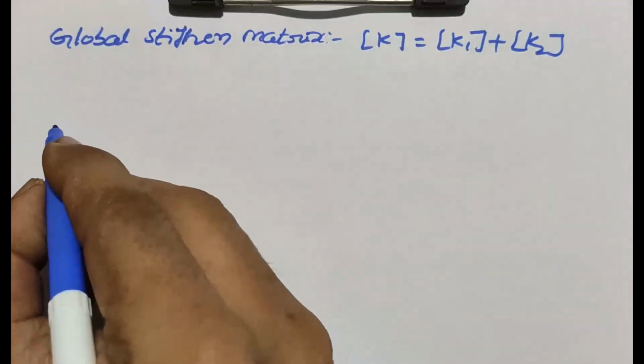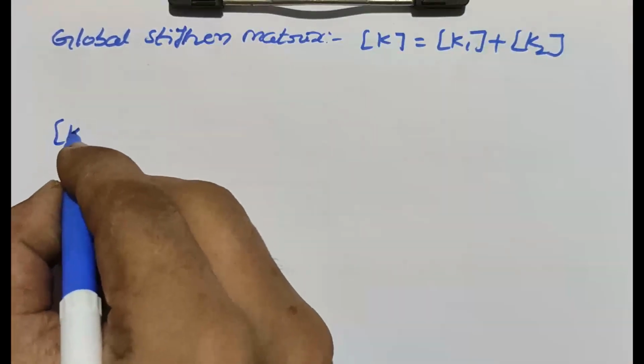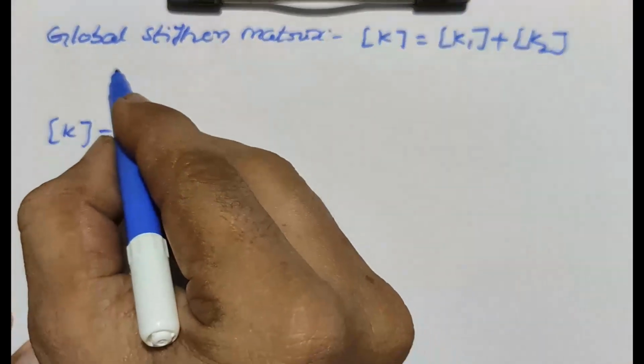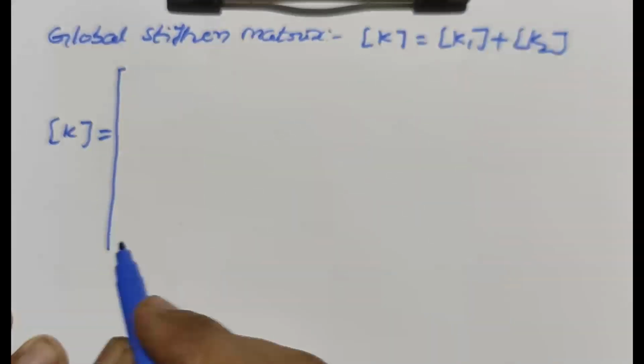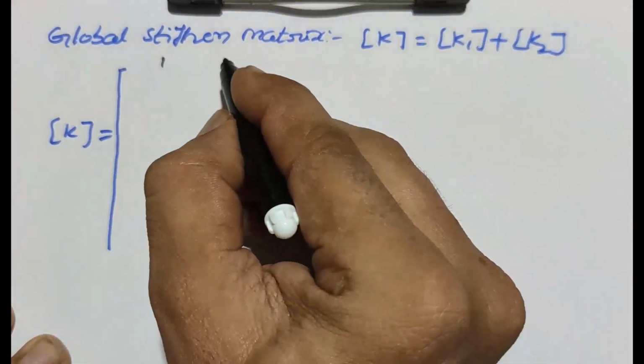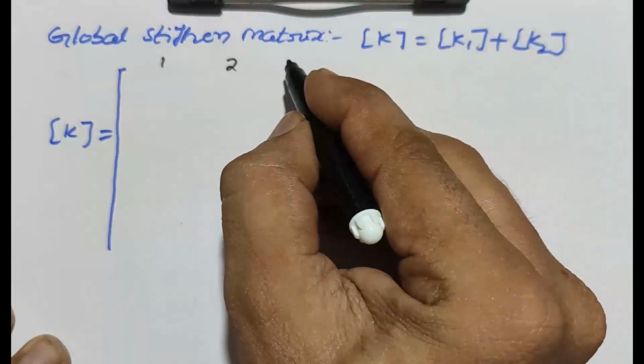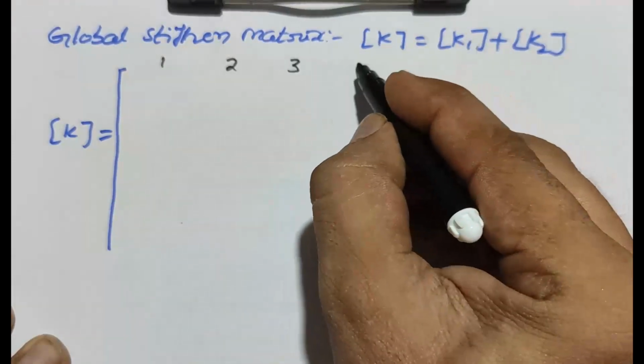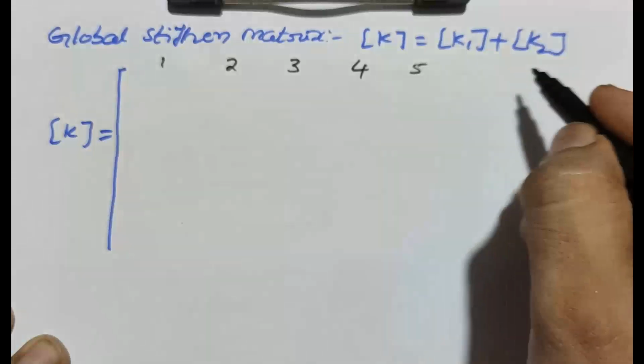So therefore K is, I will give the numbering 1, 2, 3, 4, 5, 6.